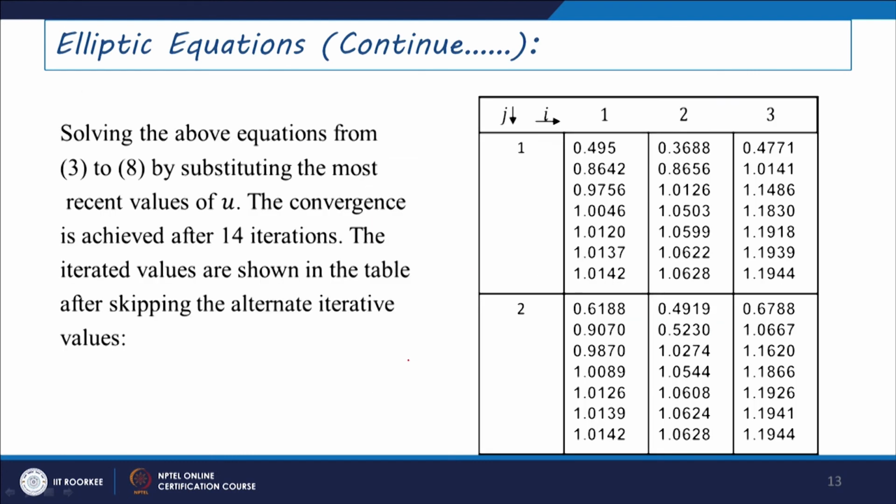So if you just solve this above set of equations by substituting these most recent values of u, the convergence is achieved after 14 iterations. The iterated values we are just denoting here. Since i is varying like 1, 2, 3 here, for a fixed j, we can iteratively get all these values here. So if you just see here, repeated values are obtained like 1.0137 here and 1.0142. So after the third decimal place, this convergence is occurring. So that is why we have considered this one as the last iterated value here.